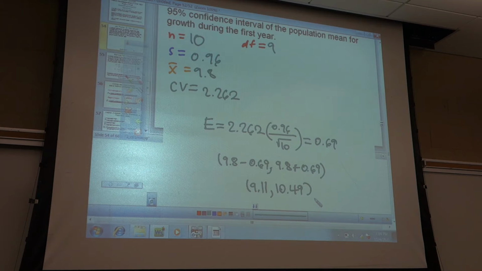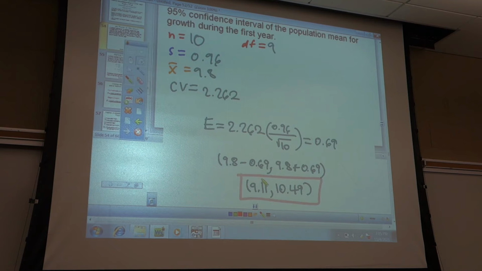So the sample size n is 10, the sample mean is 9.8, the sample standard deviation is 0.96, the critical value is 2.262, and the df is 9. So I just use the critical value times the standard deviation over the square root of the sample size. So that's 2.262 times 0.96 over the square root of 10. I got 0.69, and then I got my confidence interval with the sample mean minus the error, and then the sample mean plus the error.